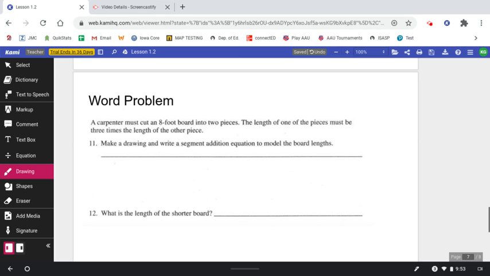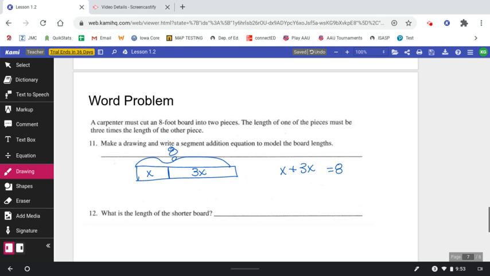A carpenter must cut an 8-foot board into 2 pieces. The length of one of the pieces must be 3 times the length of the other. Make a drawing and write a segment addition equation to model the board lengths. So I have this 8-foot board. So its total is 8 feet long. And I'm going to cut 2 pieces where one of them is going to be 3 times the other. Well, I don't know what this one is, so I'm going to give it X. And I know that this one is 3 times it. So for my addition equation, I'm going to say that X plus 3X needs to equal 8 feet.